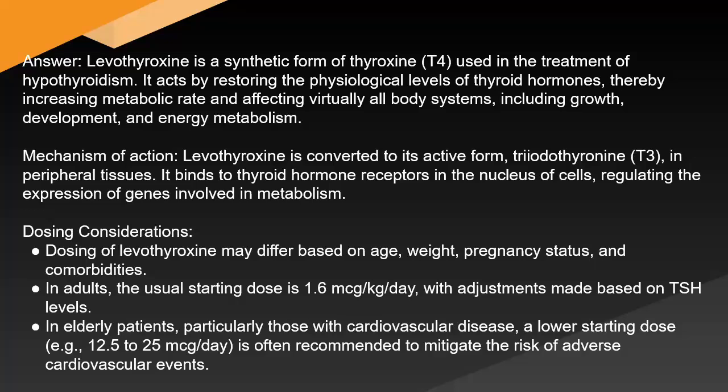Mechanism of action. Levothyroxine is converted to its active form, triiodothyronine, in peripheral tissues. It binds to thyroid hormone receptors in the nucleus of cells, regulating the expression of genes involved in metabolism. Dosing considerations. Dosing of levothyroxine may differ based on age, weight, pregnancy status, and comorbidities. In adults, the usual starting dose is 1 tablet a day, with adjustments made based on TSH levels. In elderly patients, particularly those with cardiovascular disease, a lower starting dose, e.g. 12.5 to 25 mcg/day, is often recommended to mitigate the risk of adverse cardiovascular events.